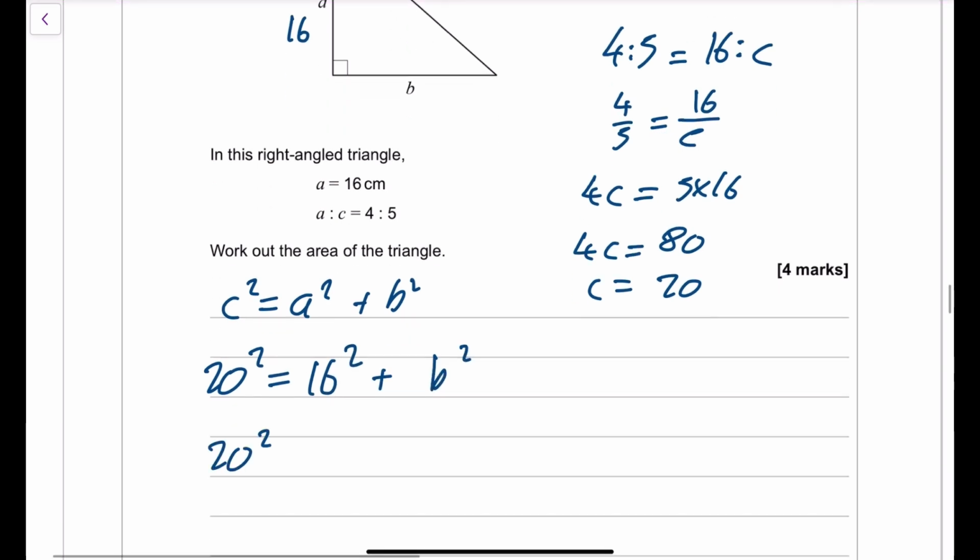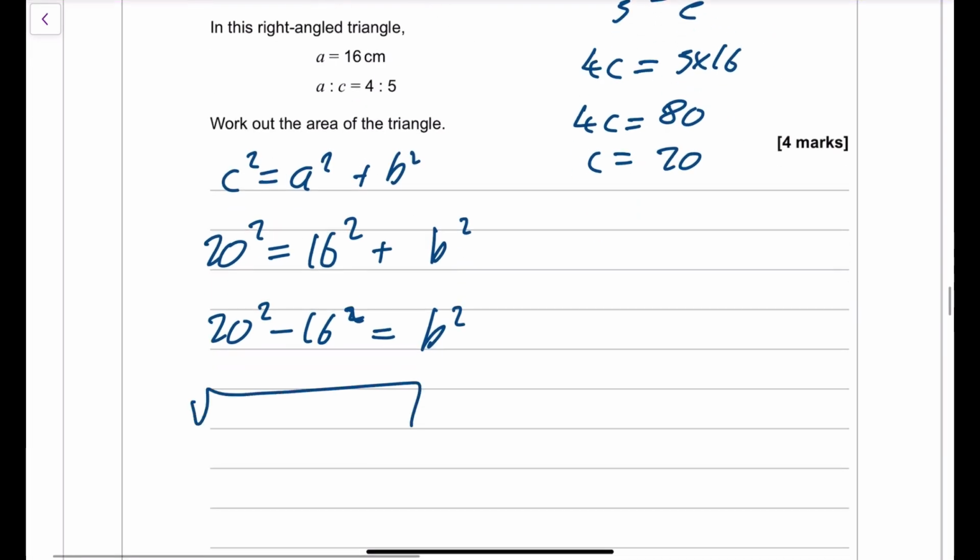And then we can just work that out. Don't bother actually working out what 20 squared and 16 squared are. You're in a calculator exam, so just use a calculator. So square root button, then 20 squared minus 16 squared. And you can see that gives you your b, and your b, as I'd expected, was going to be 12.